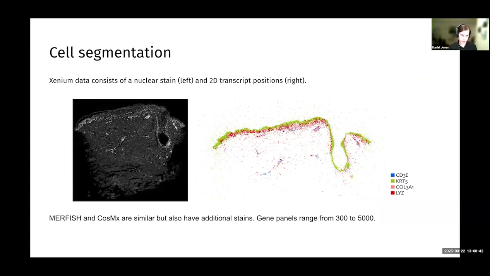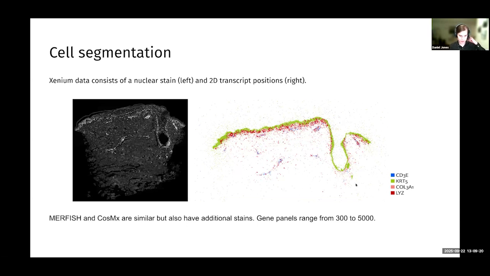Here's what this data kind of looks like. This is a skin biopsy. Here on the right is what this transcript readout data looks like. You have fairly precise XY positions, and you have a gene. Here I'm just showing 4 genes, but the gene panels initially were a few hundred, and now they've pushed it to a few thousand. And I think they're probably eventually going to try to push this to most of the transcriptome.